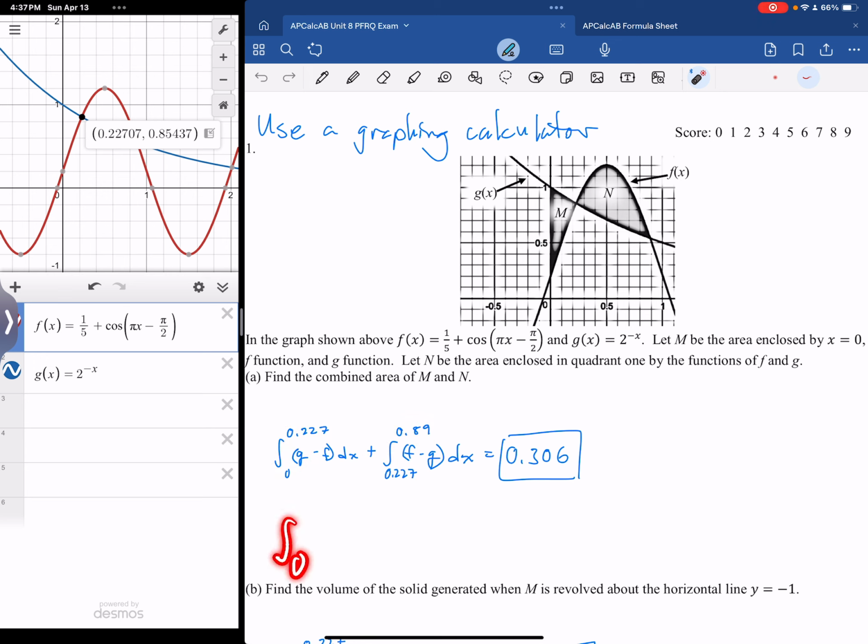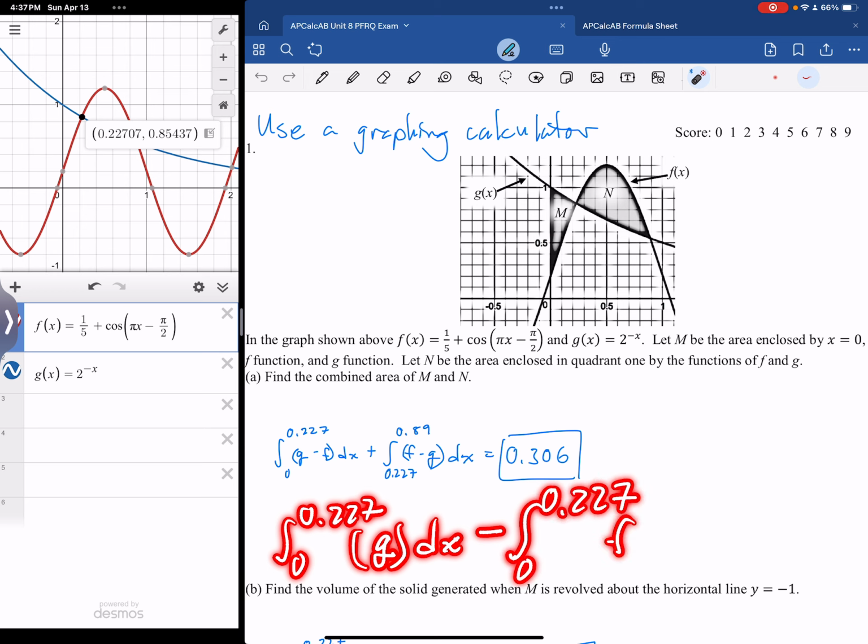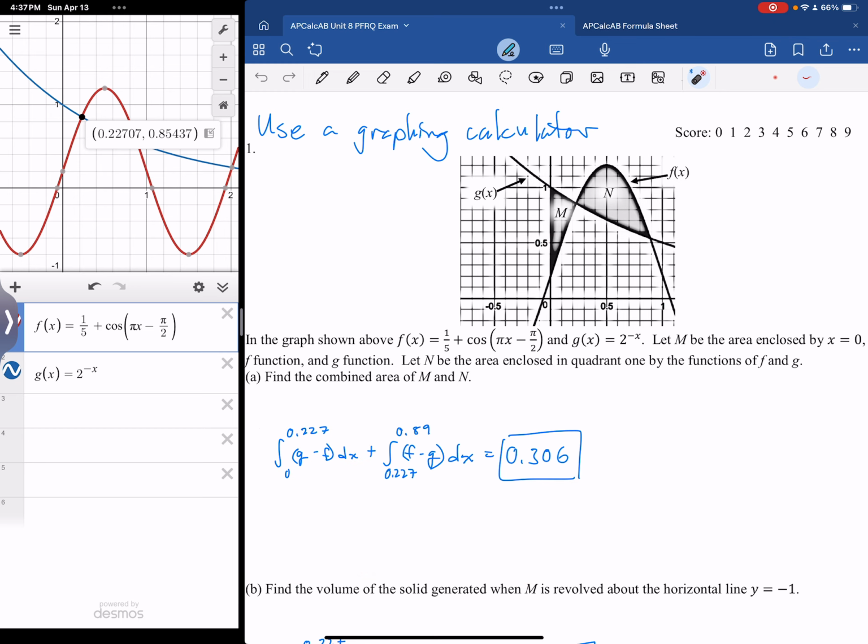Instead of going 0 to 0.227 of g of x dx, minus the smaller area, 0 to 0.227 f dx, instead of writing it like this, I wrote it like this because they have the same lower and upper bounds. It's kind of a quicker way to do it. All right, and this is what it would look like.